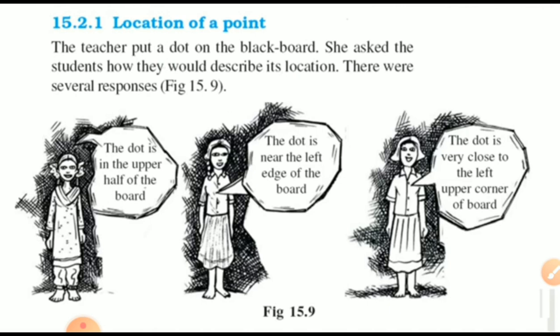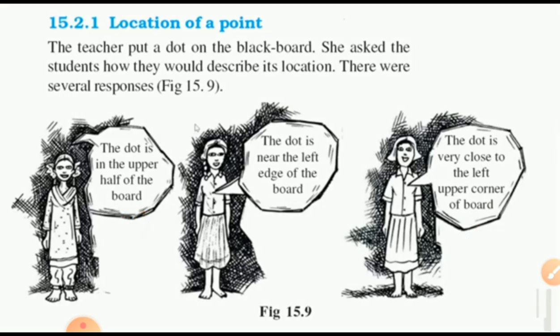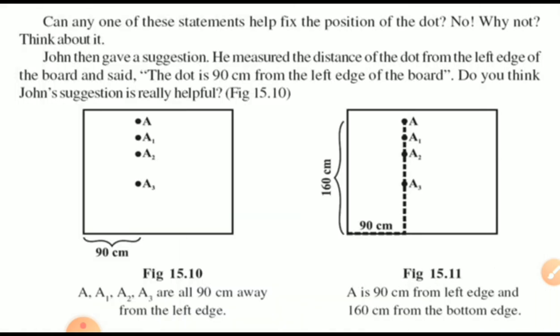There were several responses. The first student said the dot is in the upper half of the board. Second, the dot is near the left edge of the board. Third, the dot is very close to the left upper corner of the board. Whose answer is correct? Three girls gave an answer, but all answers are nearly different. But we can say the third student is a little bit clearer.